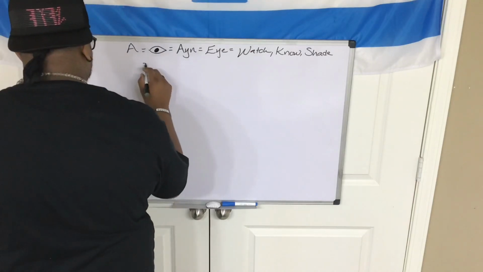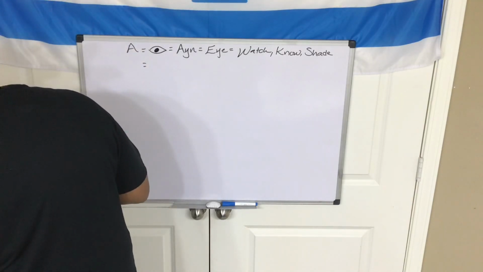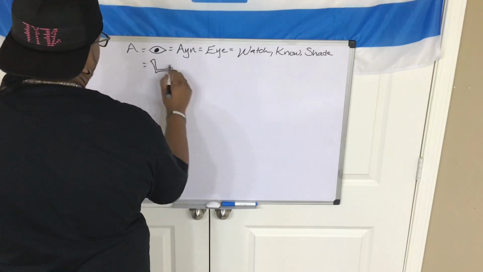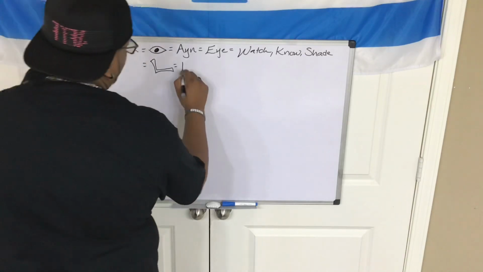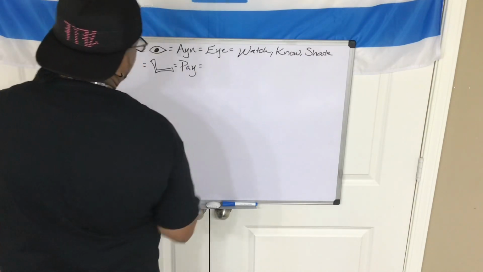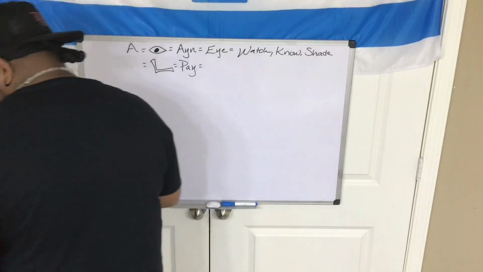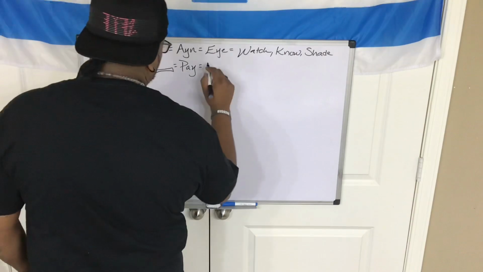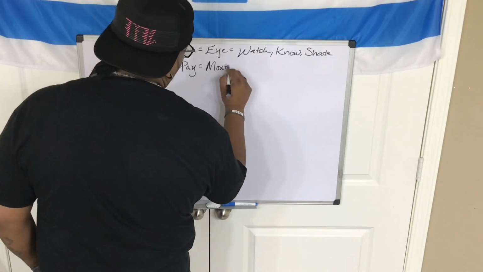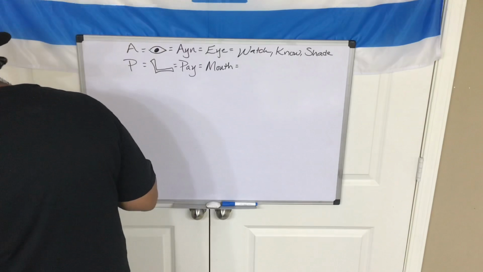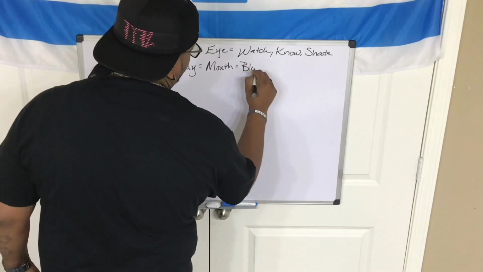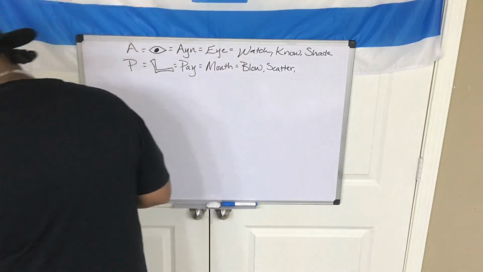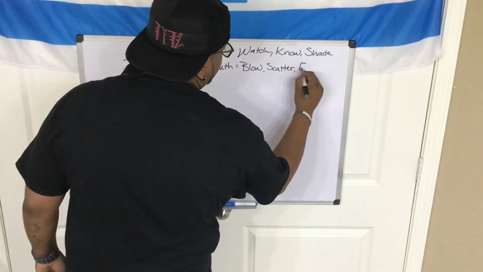The next one. And I'm keeping them simple like this so they won't be confused, and you'll know. This is the pi. Some people say the pay, but it's the pi. It represents the letter P, and it is a mouth. It means to blow, to scatter. Edge.